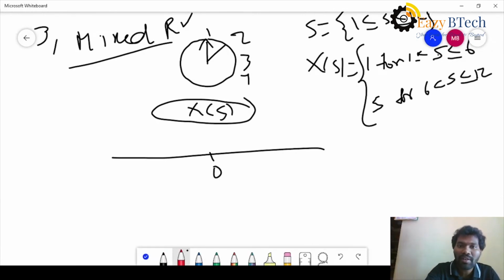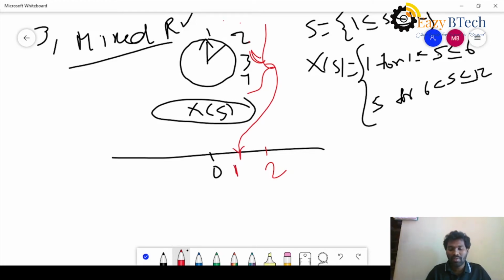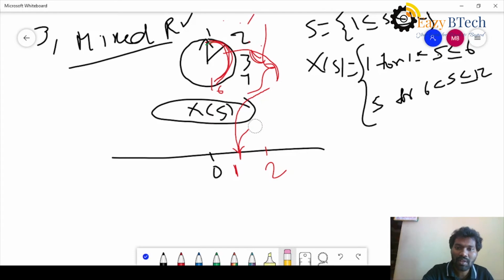So whatever the value from 1 to 6, for that the value is 1. So you get values from 1 to 6 from here. If the needle is from here to here, I can say in that case the random variable maps the sample space to the point one. And the point should always come through the random variable only; it does not come out otherwise.